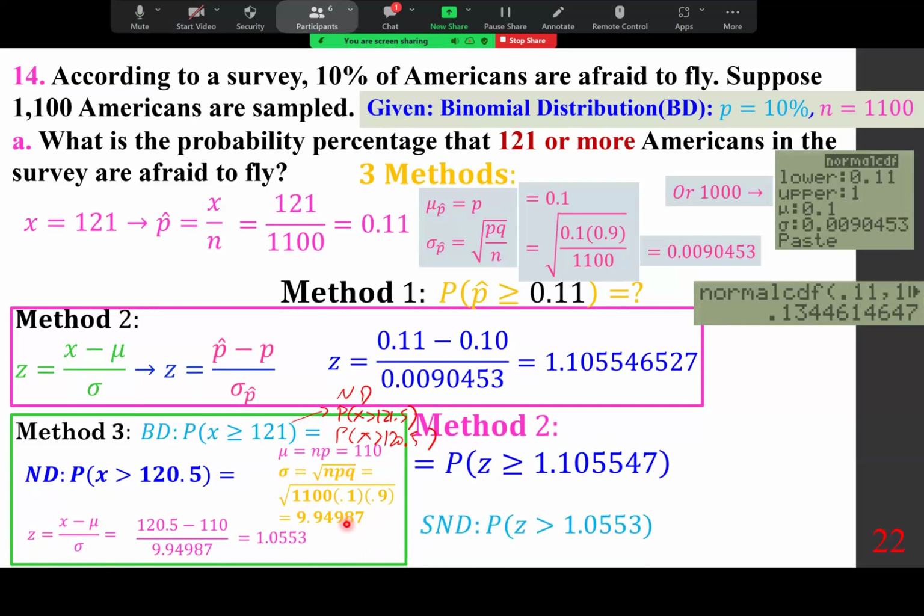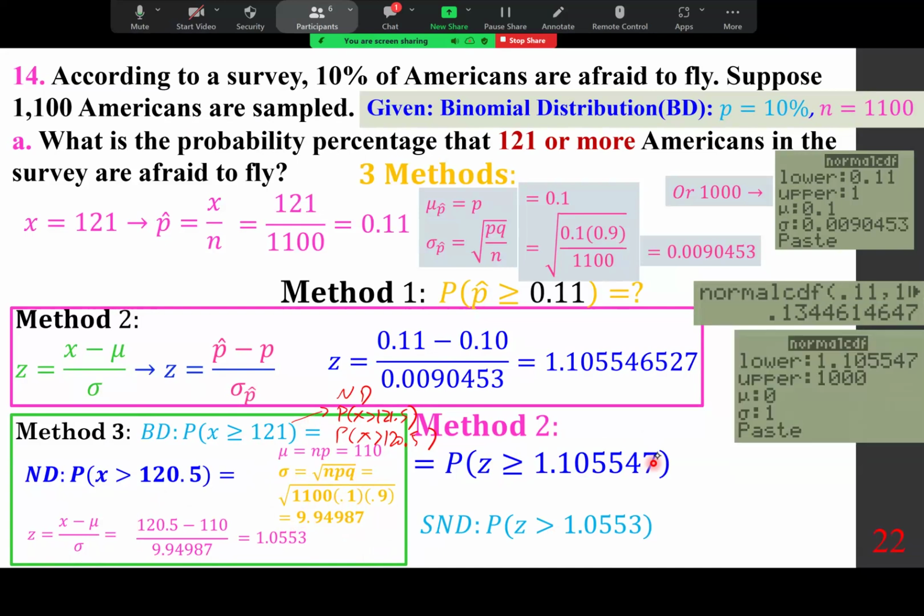So these two numbers are almost the same. So if you put that into a normal distribution, the lower is this number, this one or that one. The upper is 1000. Now in this case, you must put 1000. You can't say I'm going to use 1 because you're using normal. Mu is 0, sigma equals 1.